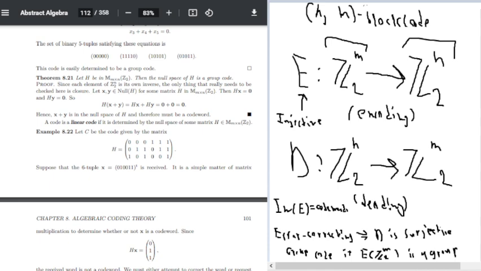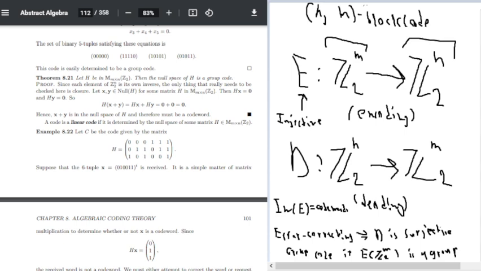Okay, Theorem 8.21. Let H be in M_{m×n}(Z mod 2). Then the null space of H is a group code. Note that we're being specific here: the null space of H is a group code. Proof. Since each n-tuple in Z mod 2 is its own inverse, the only thing that really needs to be checked here is closure.